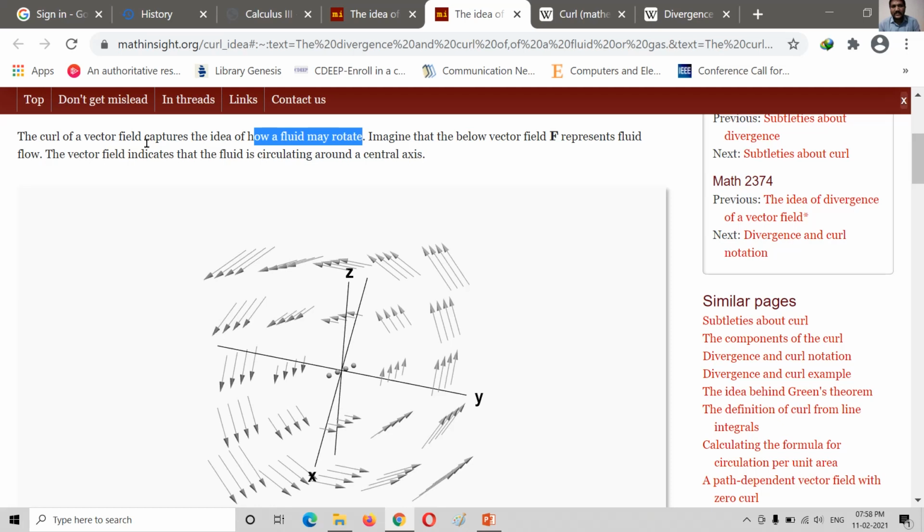The curl of a vector is nothing but how the fluid may rotate. Now imagine that the vector field represents the fluid flow, and the vector field indicates that a fluid is circulating around the circular axis. Likewise, we can see over here.